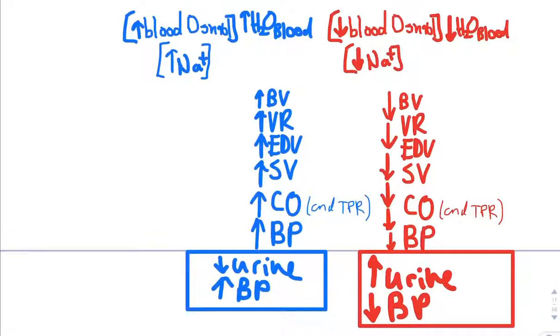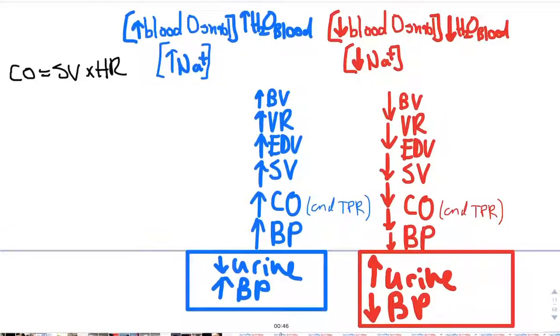As we learned in the cardiovascular portion of the physio, cardiac output is equal to stroke volume times heart rate. So if we increase stroke volume, we're going to increase our cardiac output. And if we increase our heart rate, we can also increase cardiac output. And increasing both of them is even better.